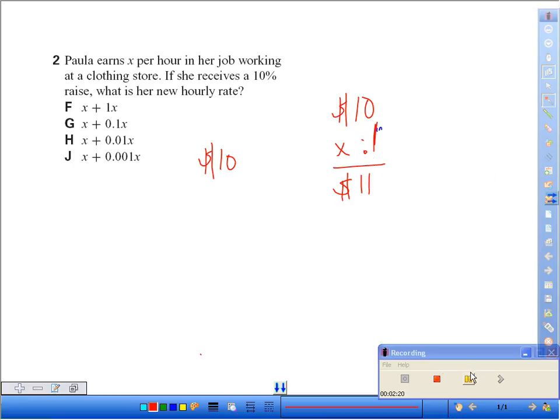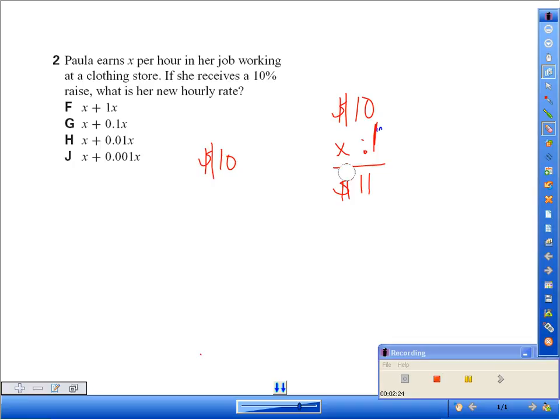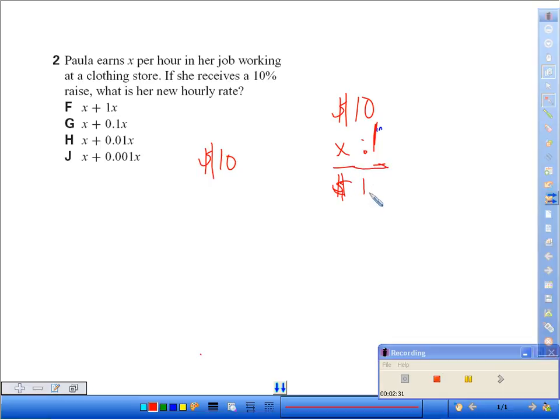Hold on, let me backtrack. I lied. 10 times 0.1 isn't 11. 10 times 0.1 is $1. I was jumping ahead of myself. So let me ask you, not that you can respond, but is $1 our new salary?